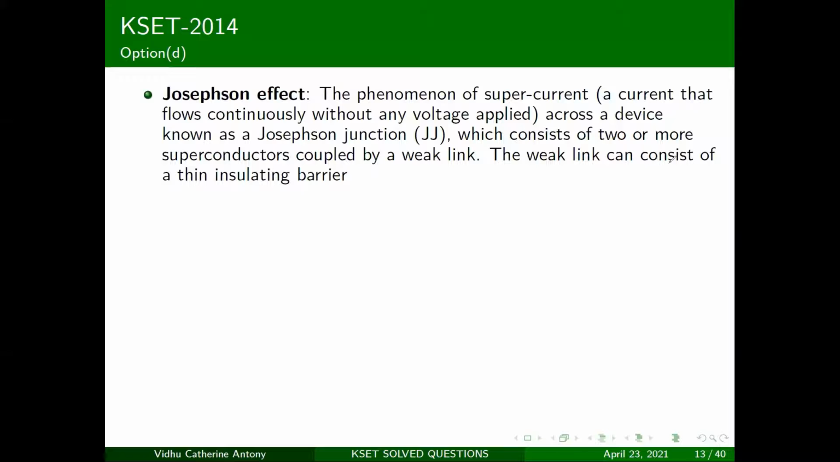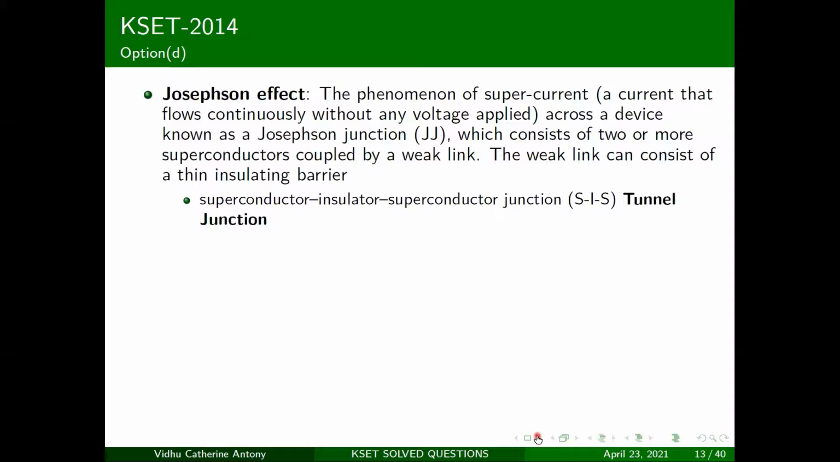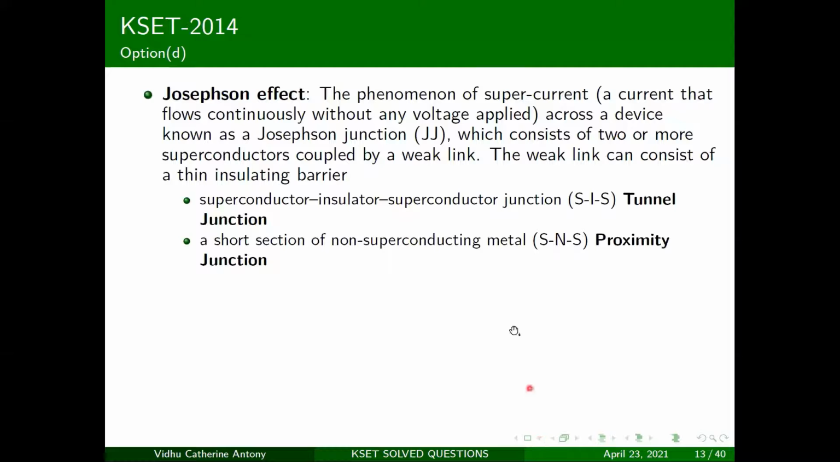The weak link can consist of a thin insulating barrier. There are different kinds of barriers that you have here. You have a superconductor, insulator, superconductor junction, a tunnel junction, which I just talked about. Another type of junction has a non-superconducting metal placed in between, with a superconductor on each side. This is called the proximity junction.